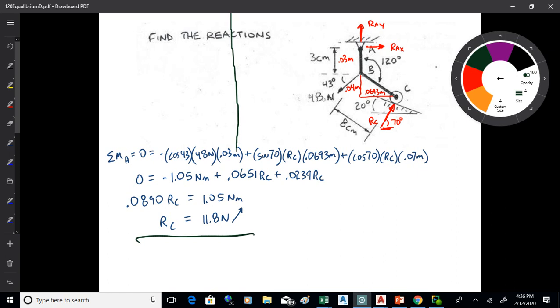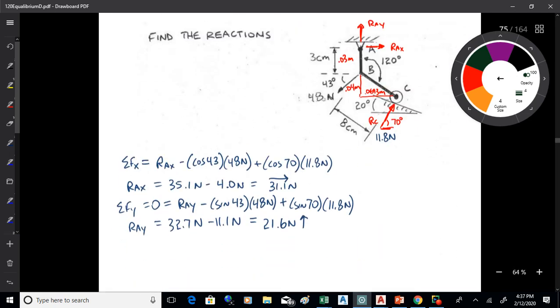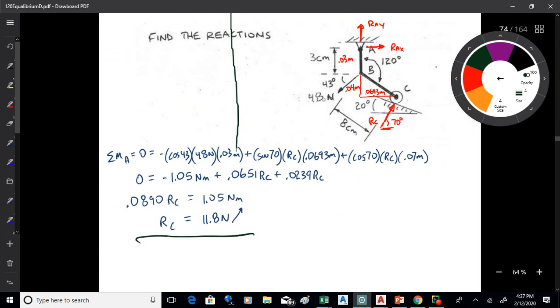Yeah, we've got RAY and RAX, and keep that simple. Don't go to more moment equations unless you have to. They're more complex. So force equations to finish it up. That'd be the way to go. Sum of Fx, sum of Fy will get you RAX and RAY. I'll tell you what, why don't you do sum of Fx just for fun? Let's knock that one out.